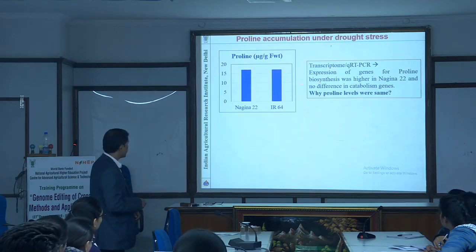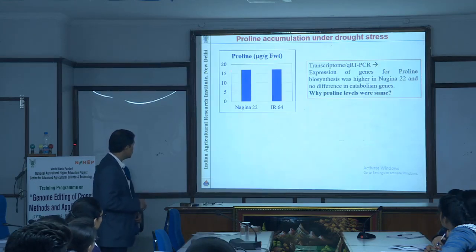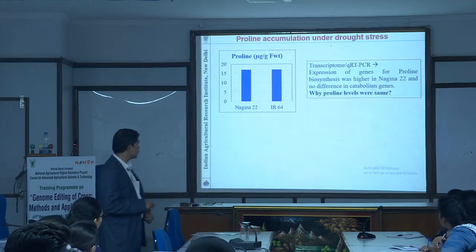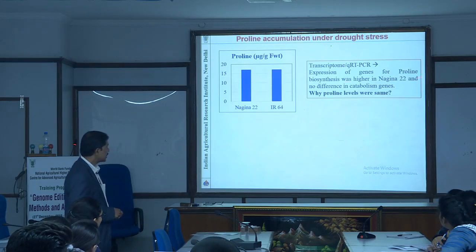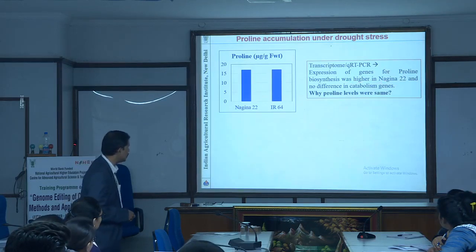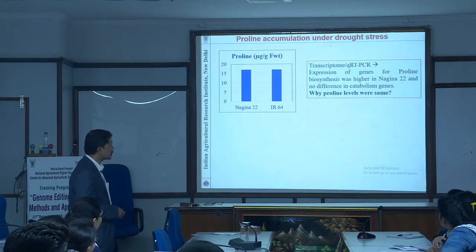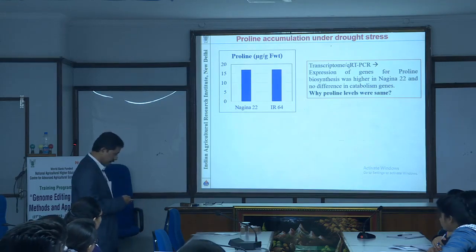And in the proline content, he did not see any difference between the genotypes. So both the genotypes accumulated, this is under drought stress, about 17-18 microgram per gram fresh weight of the leaf. But the expression of genes for proline biosynthesis was higher in Nagina 22, and there was no difference in the genes coding for proline catabolism.